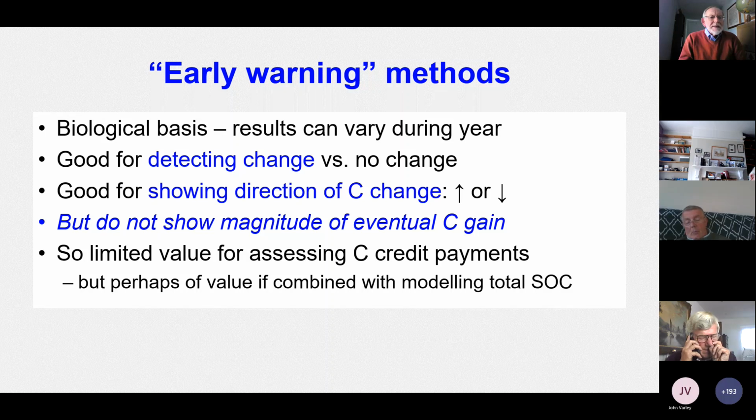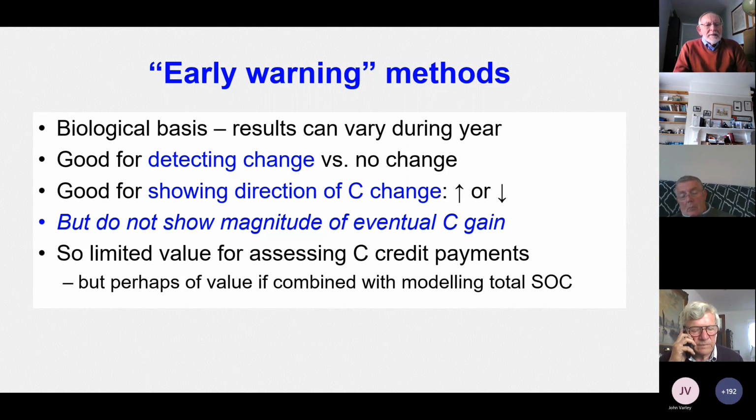But I think they're good for detecting whether or not there is a change happening, so change versus no change, and they can show whether soil carbon is going up or down, is it increasing or decreasing. So that's good. But what they do not do is show you how big that change is going to be in the long run. So if you're going to be paying for soil carbon, so many pounds per tonne of carbon, they won't really give you the numbers that you want for that.